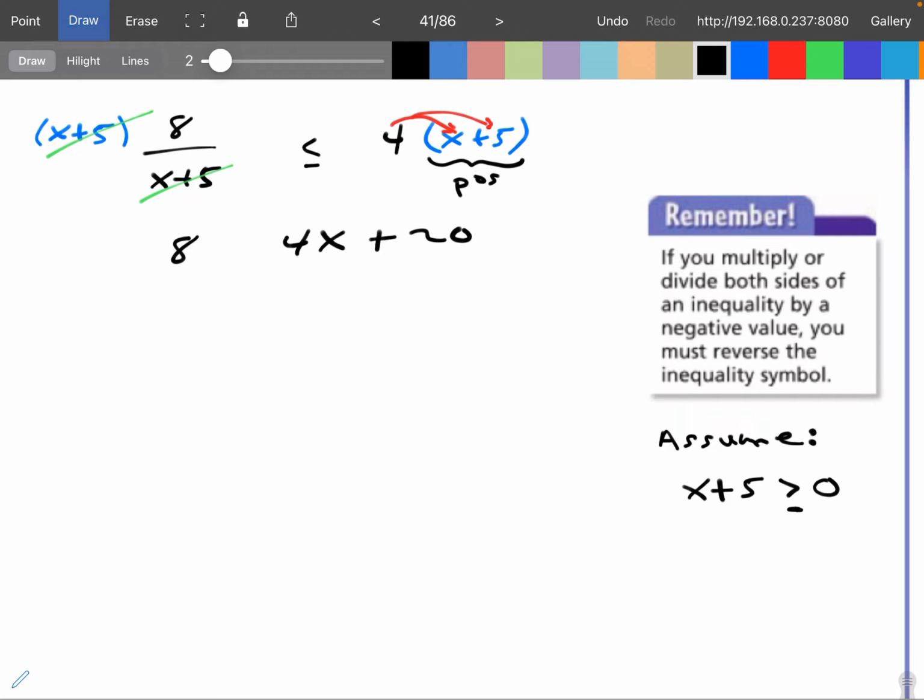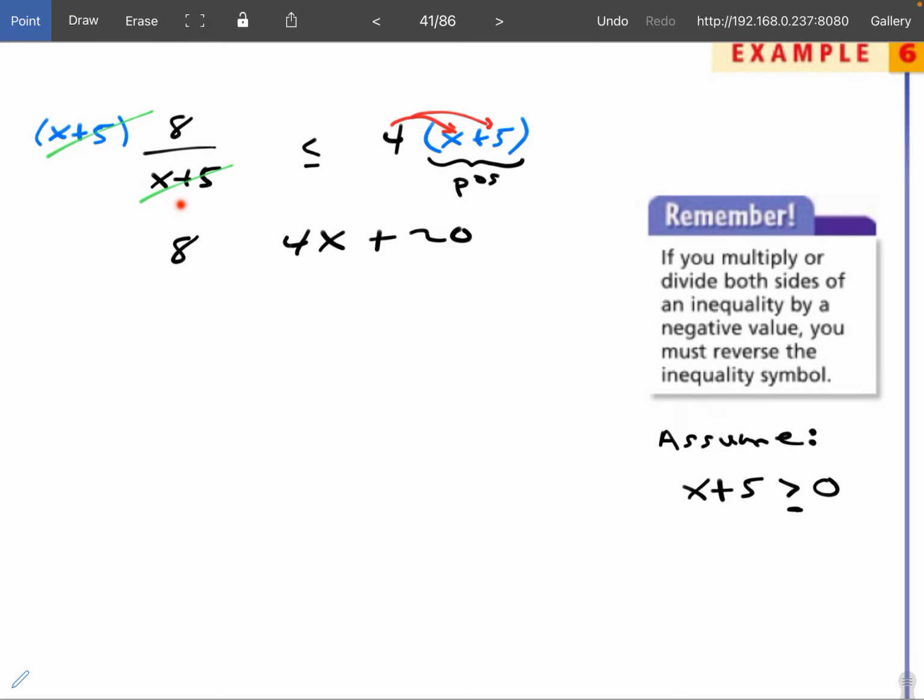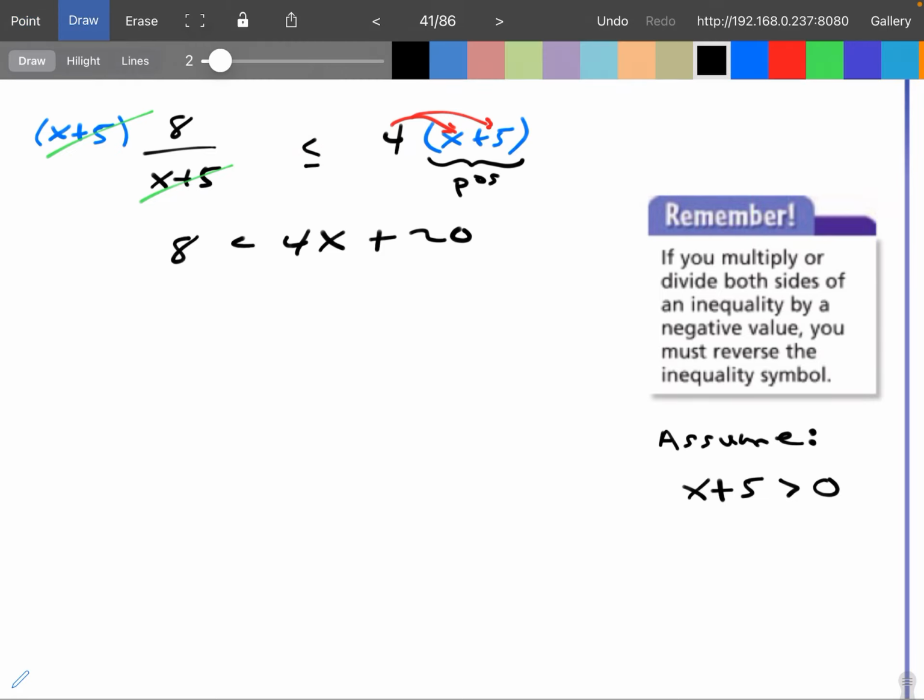Now, I might have considered whether that quantity was greater than or equal to 0. But I think you can see that I can't have it equal 0, because if x plus 5 was equal to 0, then I would have division by 0, and I can't do that. That's why I just have it so that x plus 5 is greater than 0. So I'm saying right here that x plus 5 is positive. Well, if I multiply both sides by a positive, then I do not have to flip this thing. I can leave it the same way that it is.